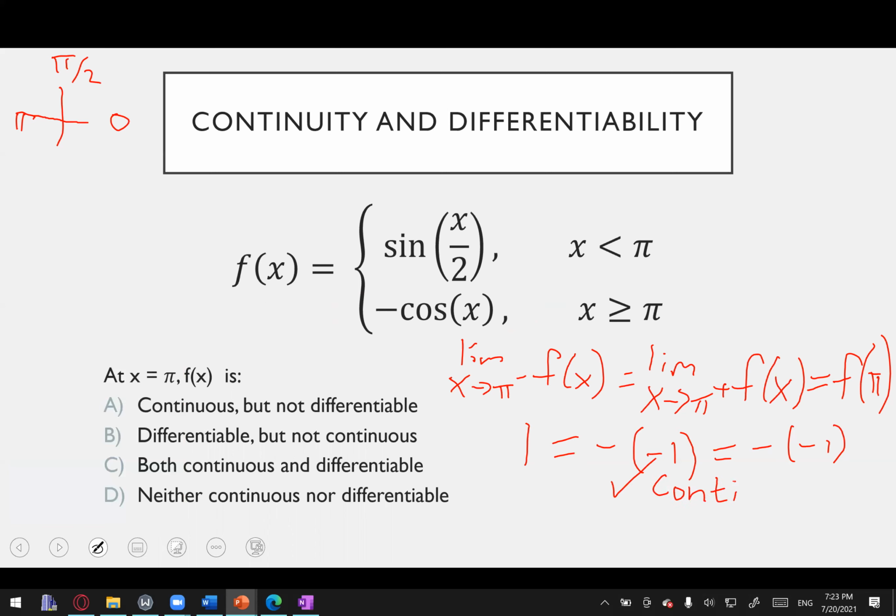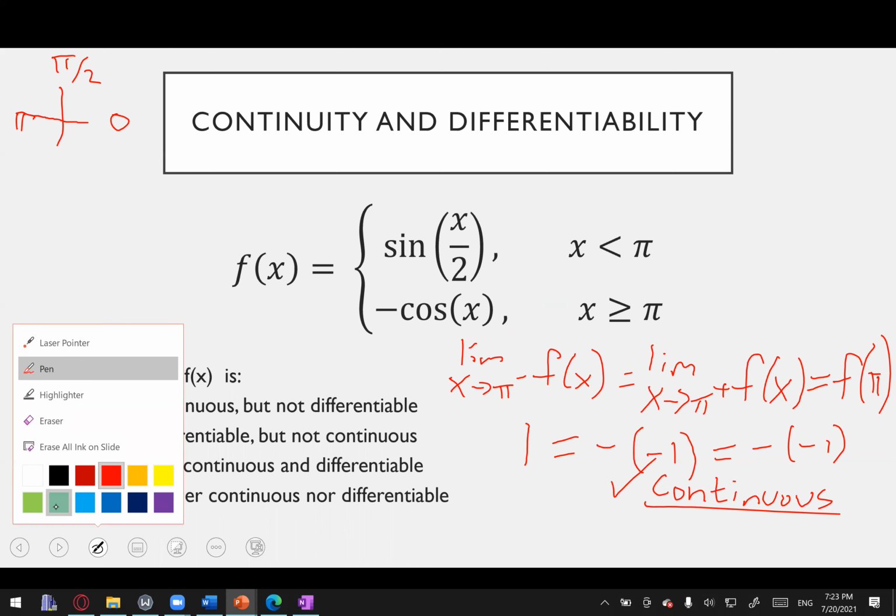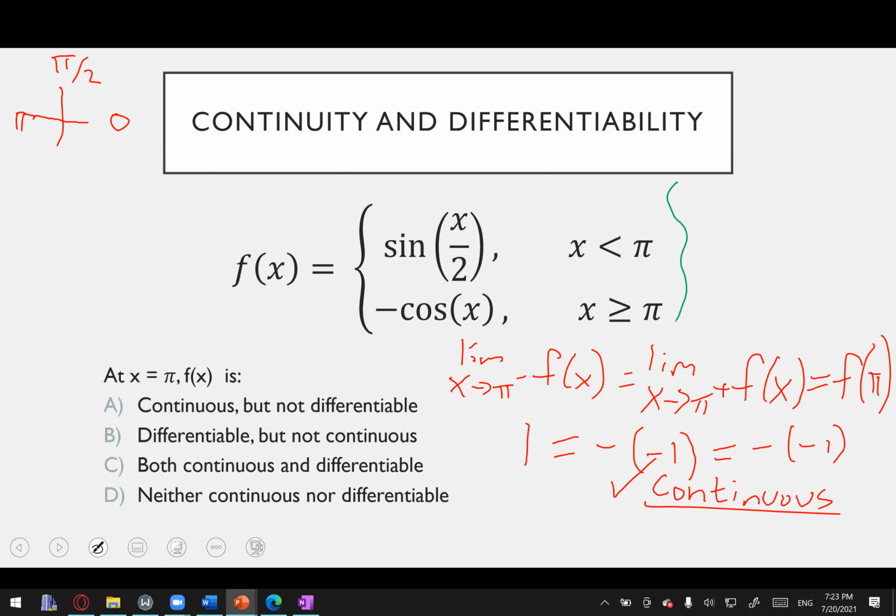What else do I need to do to prove their differentiability? We have to derive them. Okay, we have to derive them. I'm going to change colors again. So this is f prime of x is equal to our new piecewise function.